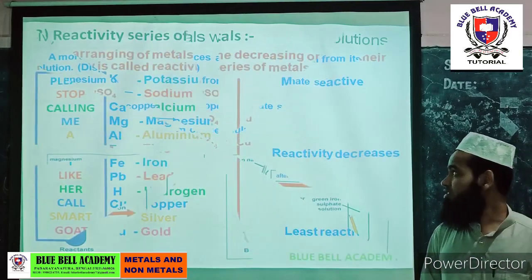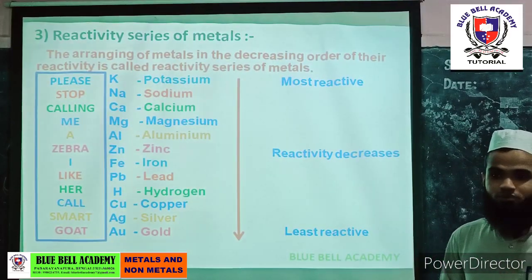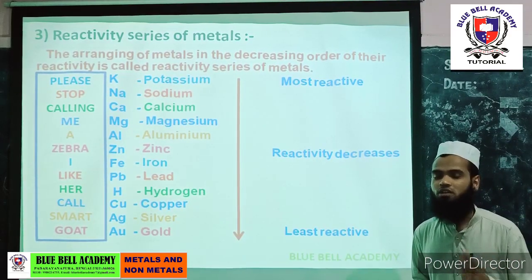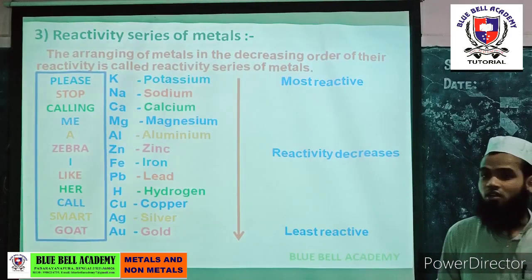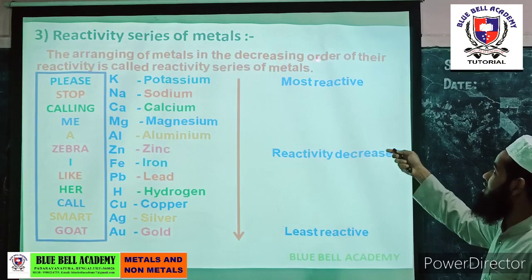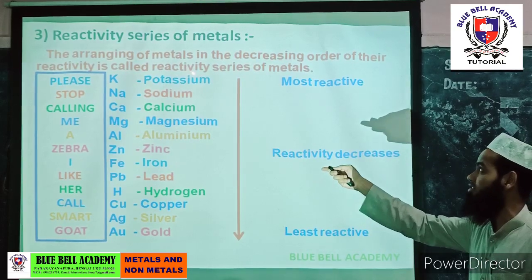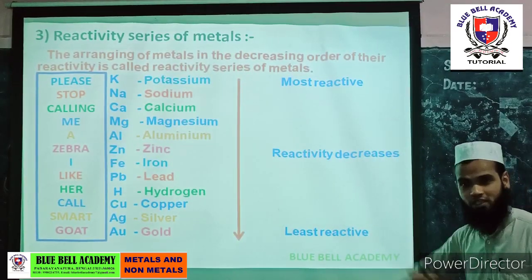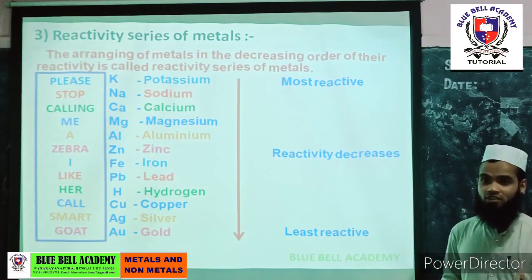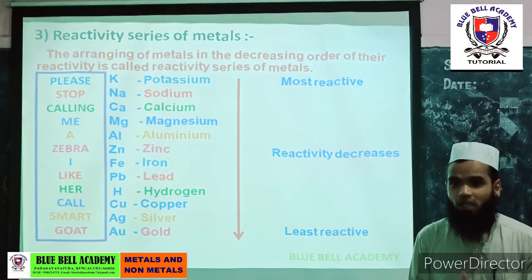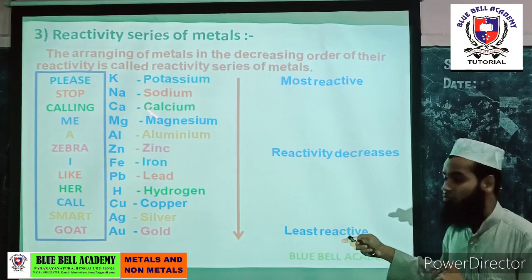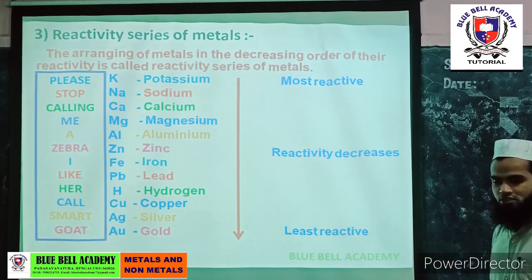Based on that, to remember the displacement reaction we have to remember the concept of the reactivity series. First of all, what do we mean by the reactivity series? The arrangement of the metals in decreasing order of their reactivity is called the reactivity series of the metals. As I told you from the beginning, some metals react very vigorously, and some react very slowly. Based on their order of reactivity, we have arranged them from most reactive to least reactive.